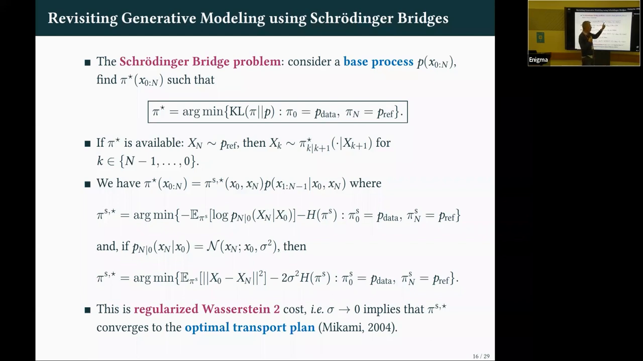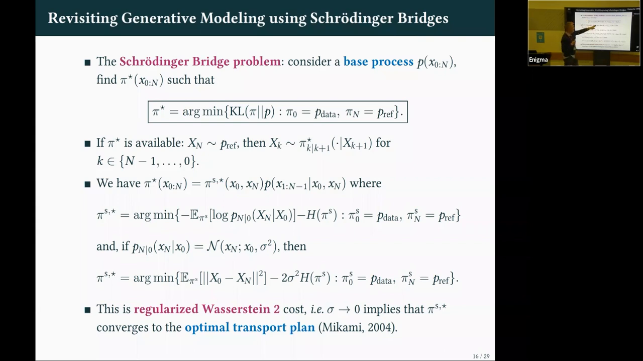I want the marginal distribution at pi naught to be the distribution of the data, and I want the marginal distribution of pi at time n to be exactly the Gaussian distribution. Okay, so I want to resolve this problem. This is known in the literature as a special instance of the so-called Schrodinger Bridges problem.